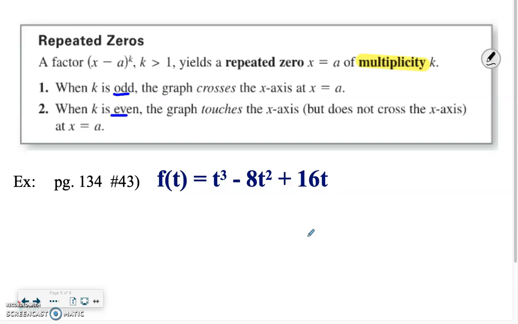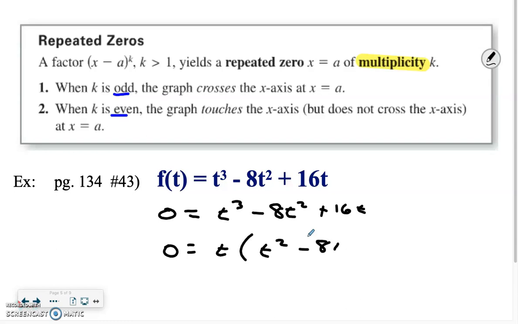Okay, so let's try that again. F of t, we're going to put a 0 in place for f of t. That equals t cubed minus 8t squared plus 16t. What can I factor out on the right side? T comes out. We have t squared minus 8t plus 16. We can factor a little bit further. Multiplies to 16, adds to negative 8. We've got t minus 4, t minus 4.